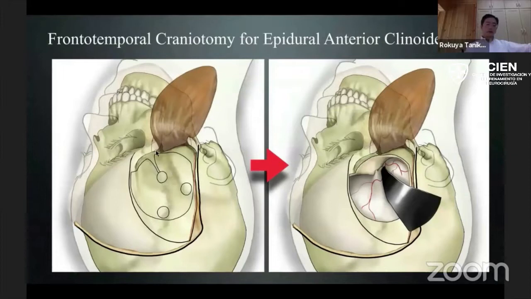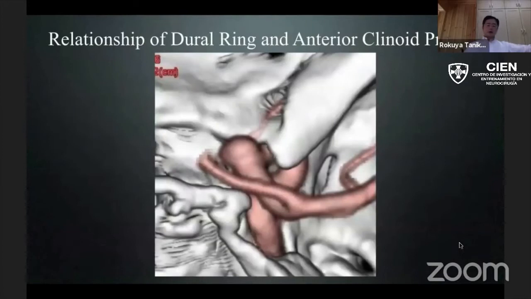This is a preoperative CT scan with a 3D reconstruction. Now you can see the right side anticlinoid process and the sphenoid ridge. Here the sphenoid ridge connects to the lateral edge of the anticlinoid process, the apex of the anticlinoid process. And here is the medial edge of the anticlinoid process. You can see here is the optic canal.